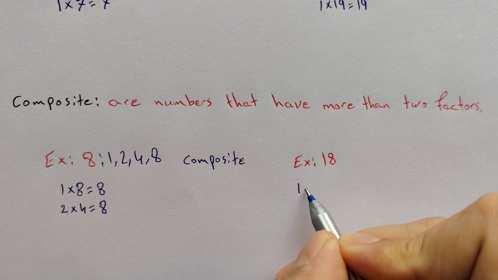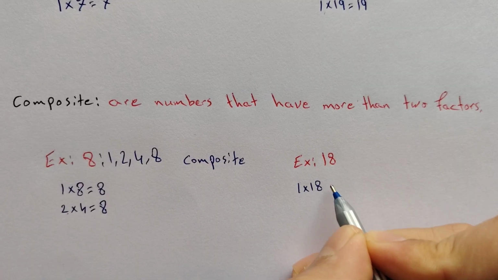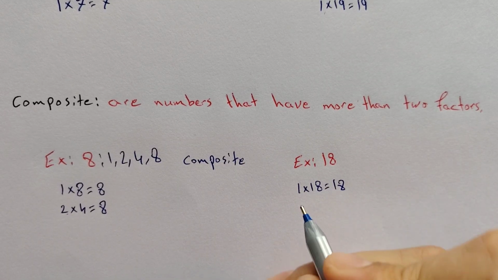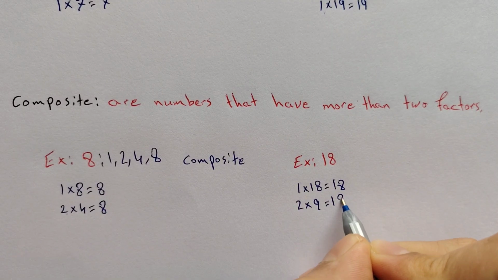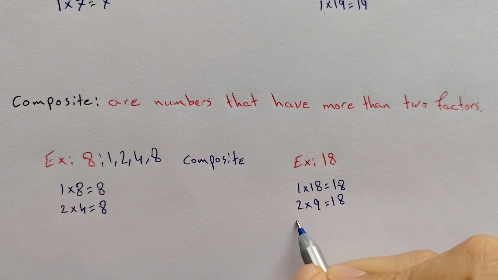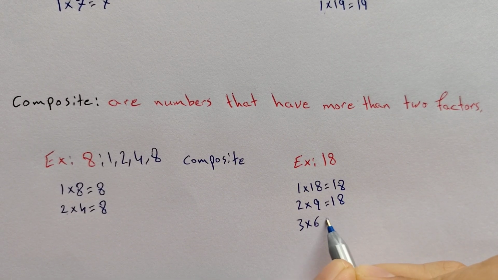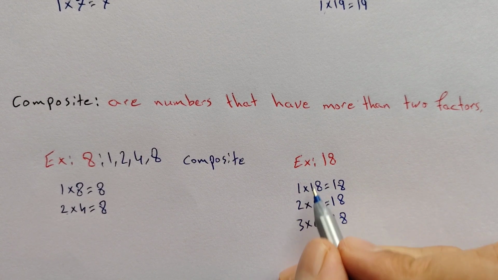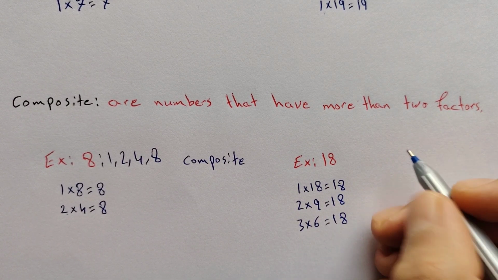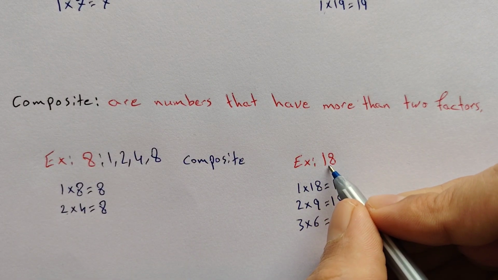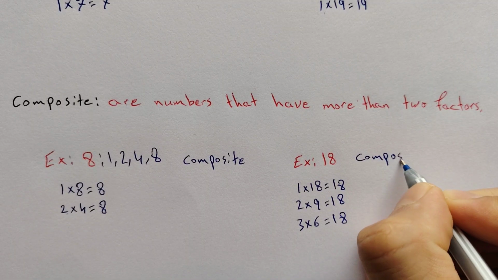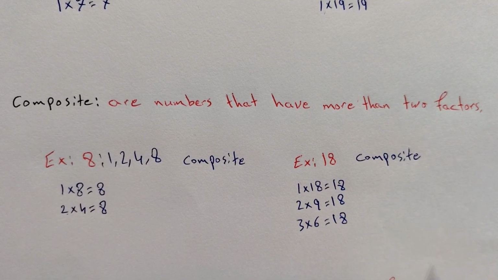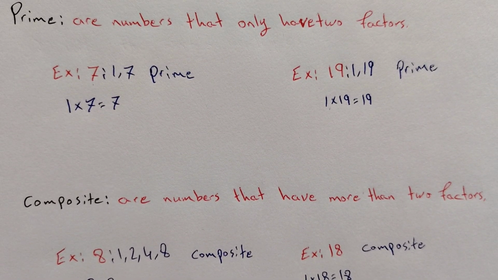Okay, now 18, same thing. For 18, I have 1 times 18. Then 2 times 9, which is equal to 18 also. Then 3 times 6. Now, since I have more than 2 factors, I have 1, 2, 3, 4, 5, 6. I have 6 factors. I'm going to say 18 is a composite number.